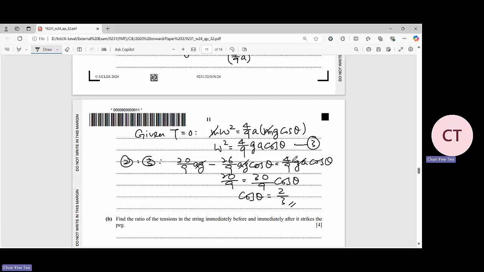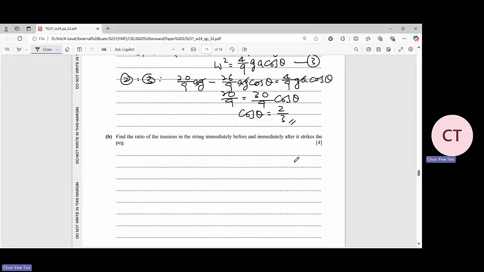Okay, number 6A done already. Then we have found the cos theta. So now we are moving to part B. Find the ratio of the tension immediately before and immediately after it strikes the peg. So before, if you resolve the forces to the center, you will get T1 minus mg is equal to mv squared over the radius a.